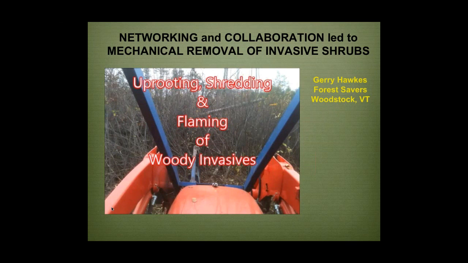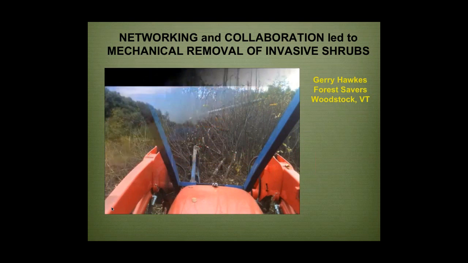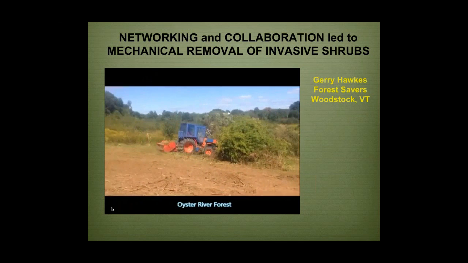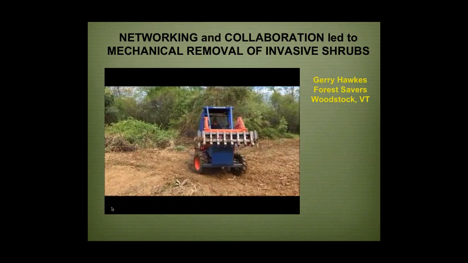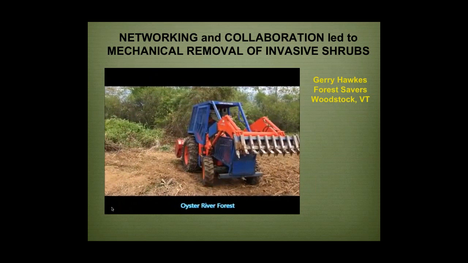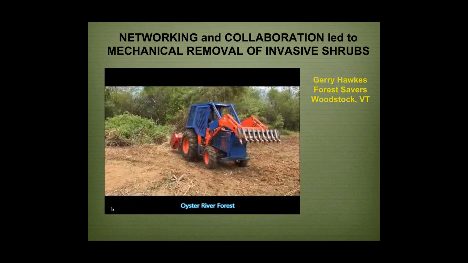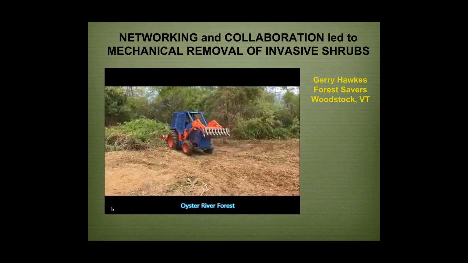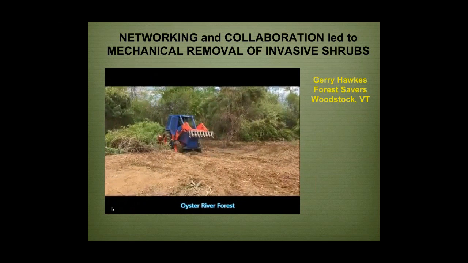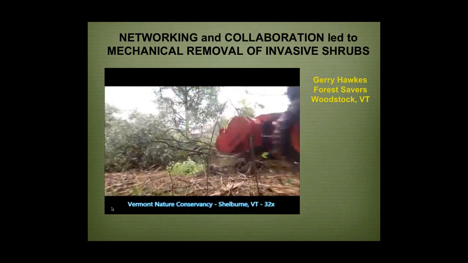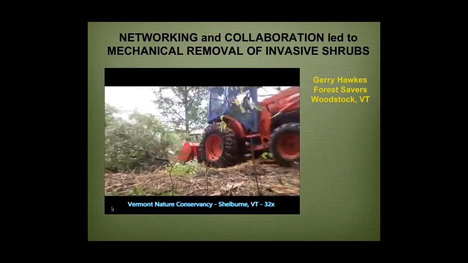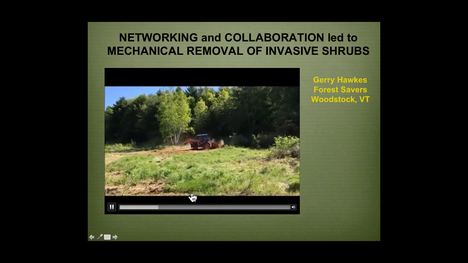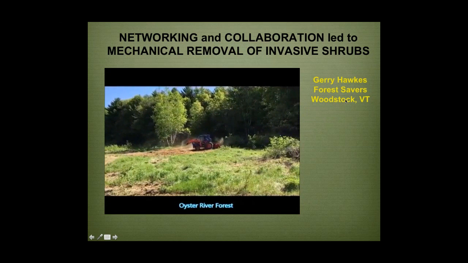Uprooting, shredding, and flaming. Uprooting an autumn olive while simultaneously killing and smoothing a spot. Shredding a dense tangle of multiflora rose that has just been uprooted. Uprooting before shredding greatly reduces sprouting. Shredding a large uprooted buckthorn, roots, dirt, and all. Preparing a planting spot where a large clump of invasives have been uprooted.